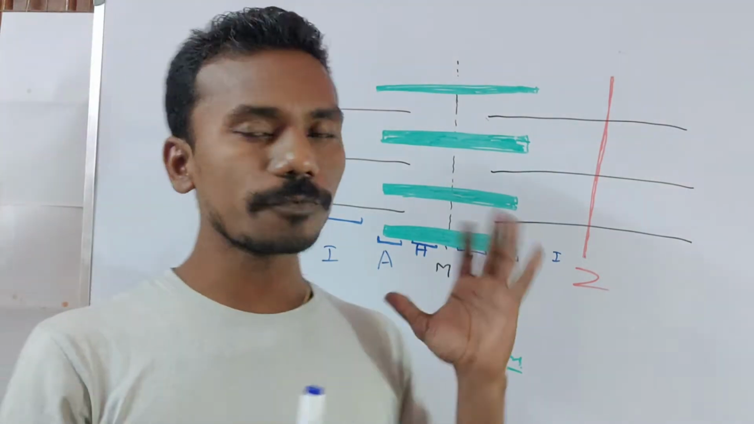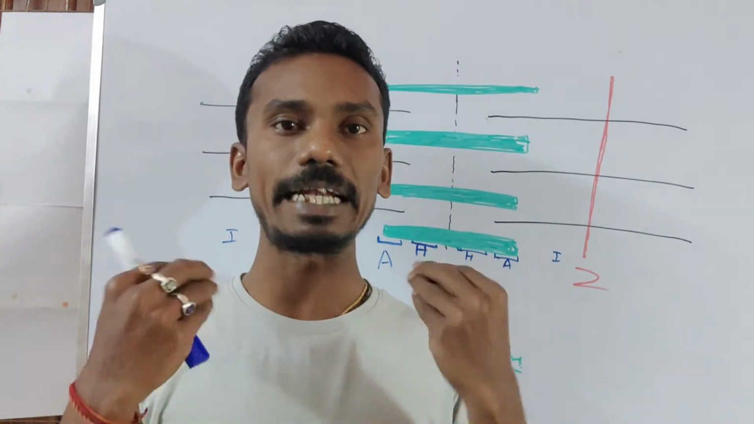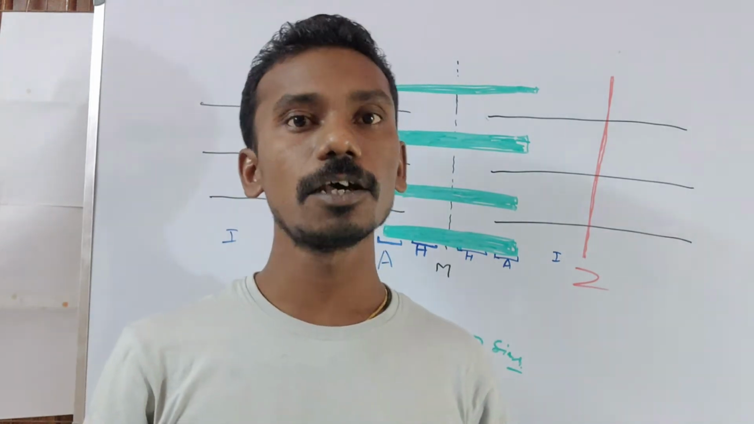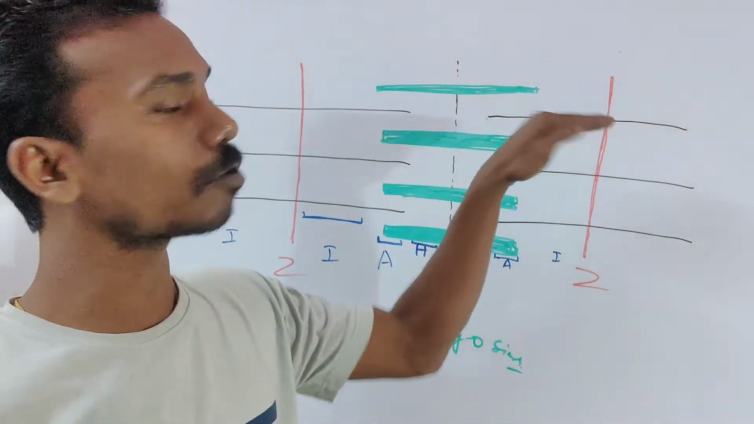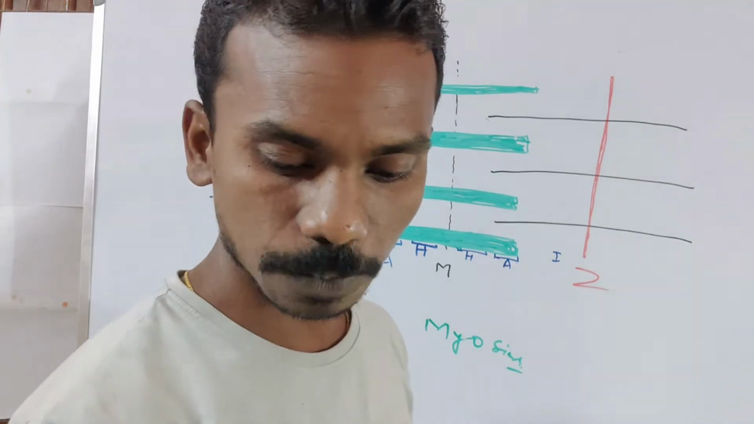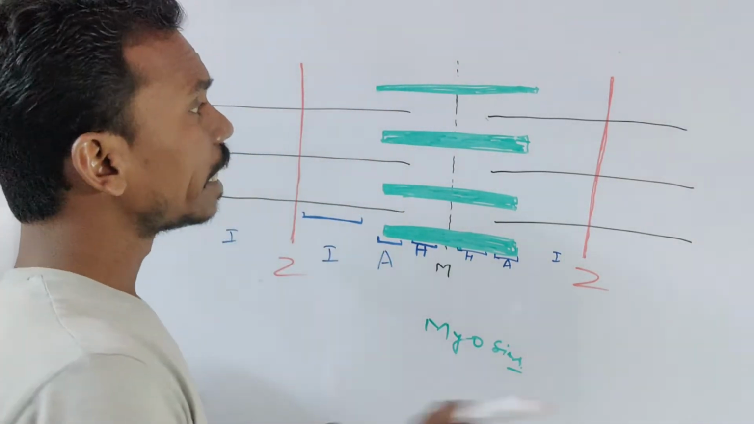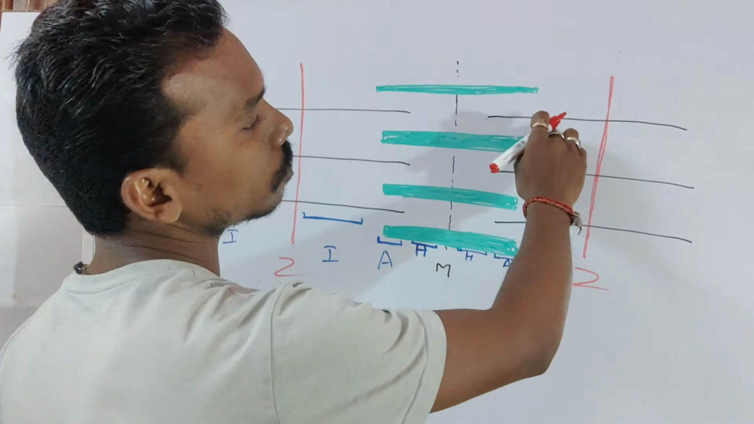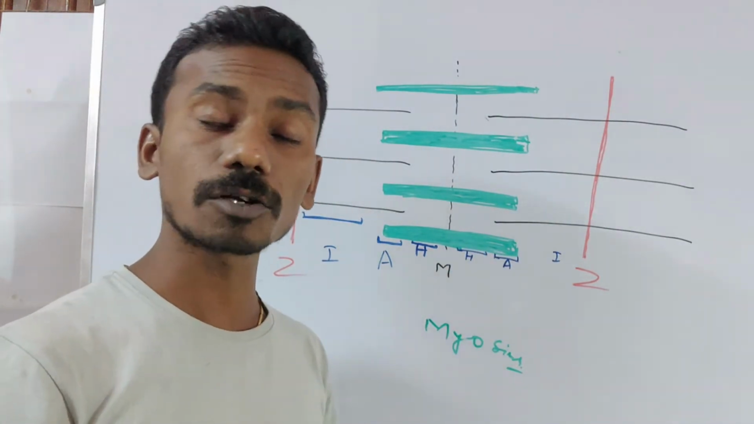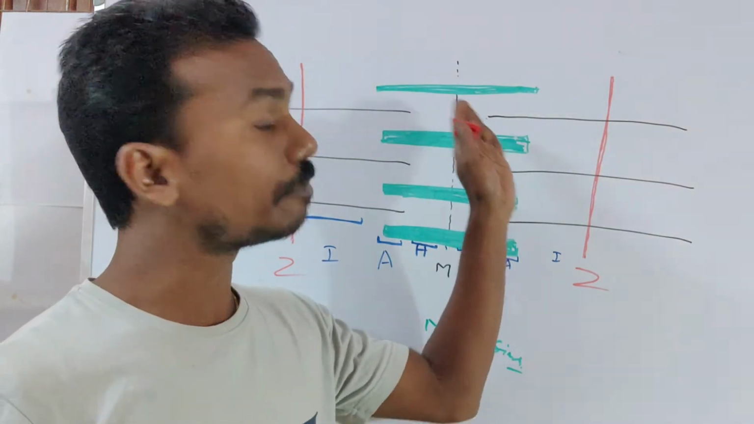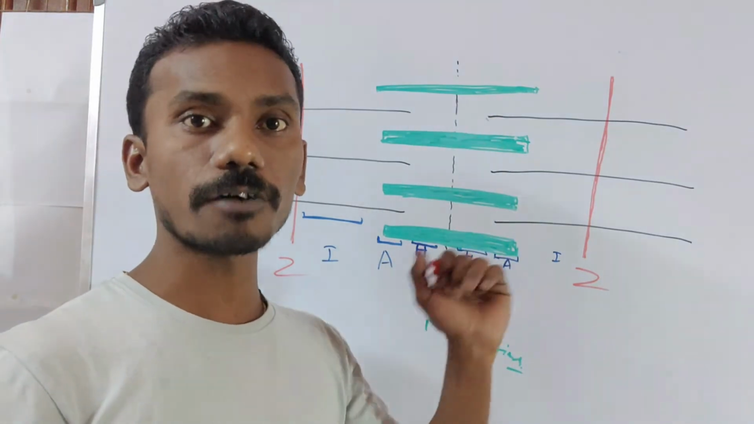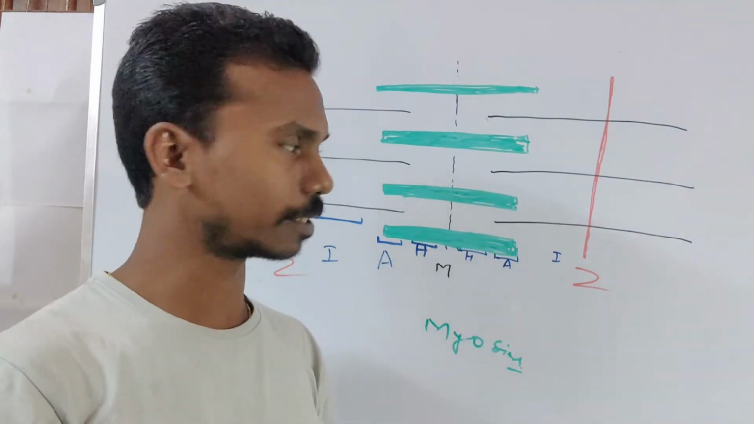So apart from the I band, H band, A band, M line, and Z lines, there are certain proteins which actually define the length of the actin and myosin microfilaments. So let's talk about these proteins also. In case of the actin microfilament, these are the proteins, and some proteins are also present here to define and accurate the length of these actin microfilaments.